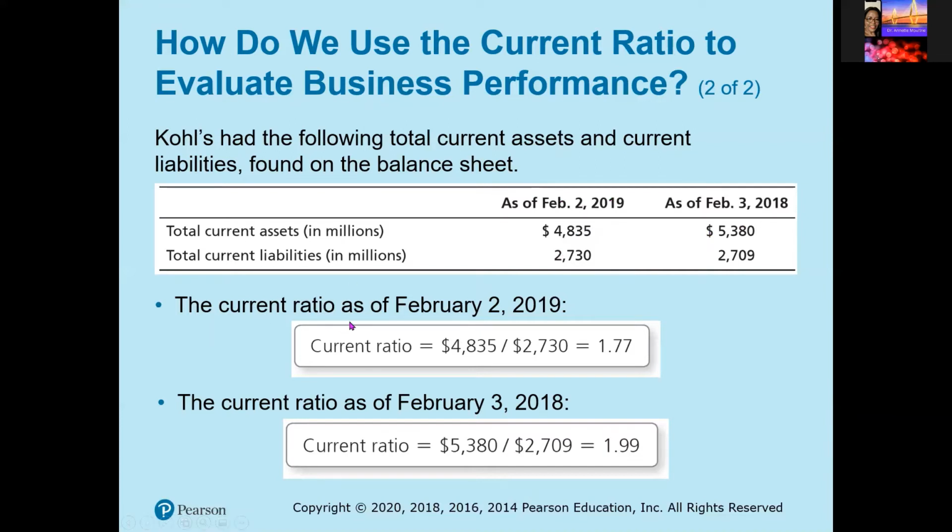So the current ratio as of February 2nd, 2019: the formula is you divide the current assets by the current liabilities, which will give you the current ratio of 1.77. The current ratio as of February 3rd, 2018, is actually 1.99.